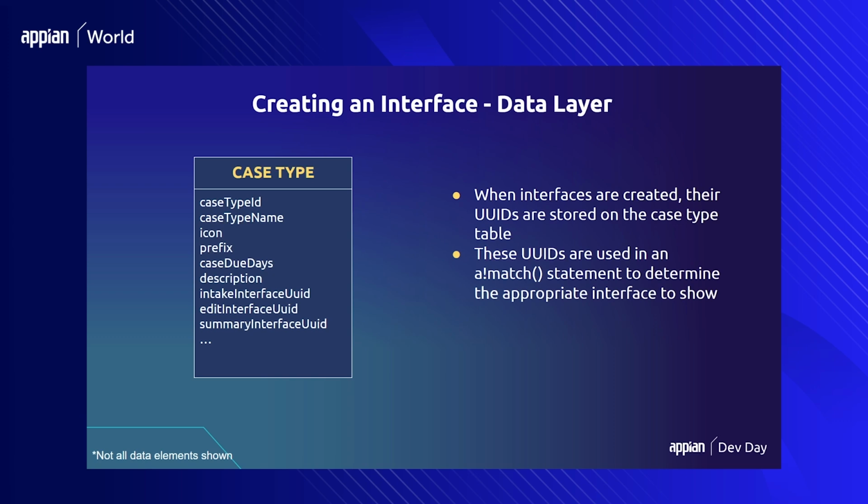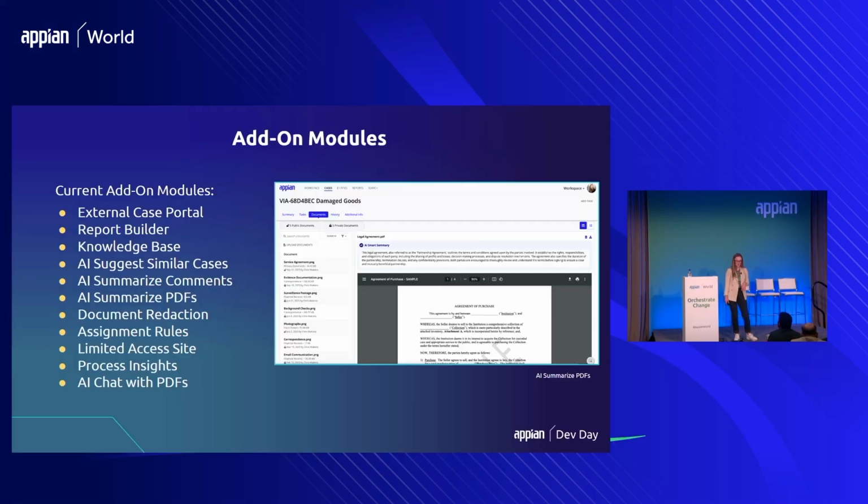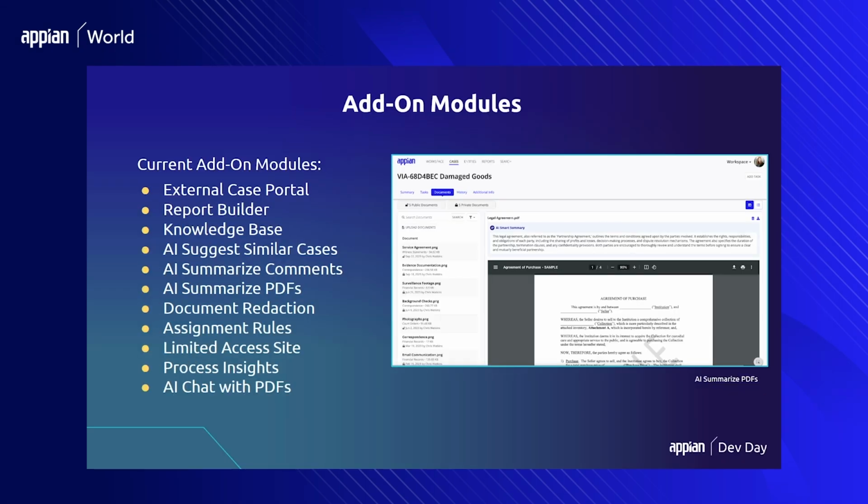So there's not a whole lot going on at the data layer here. It's mostly just storing the interface UUIDs at the case type level. So we do have some add-on modules. A lot of these highlight some really cool new AI capabilities, which is really exciting. The one that I've shown here is the ability to summarize documents with AI, so that's a really cool new one. Like I said, these are all optional. You can decide to configure them or not based on the need of your use case.